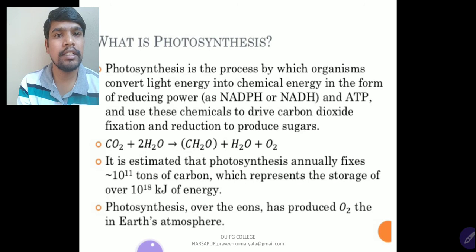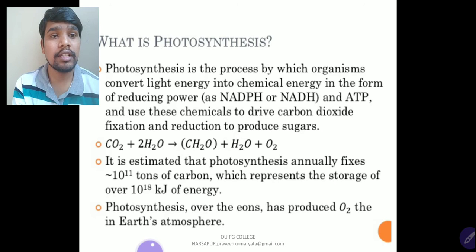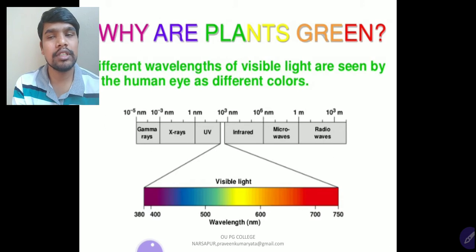It is estimated that photosynthesis annually fixes 10 to the power of 11 tons of carbon, which represents the storage of over 10 to the power of 18 kilojoules of energy. Photosynthesis over the eons has produced O2 in Earth's atmosphere. So the photosynthesis process produces the oxygen.